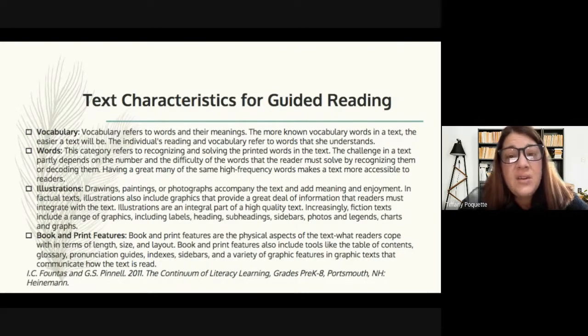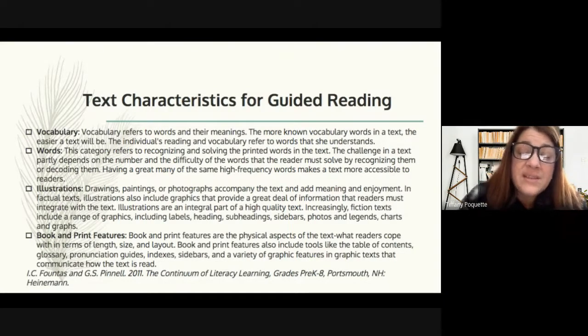Illustrations. Drawings, paintings, or photographs accompany many texts throughout the text levels A through Z. They add meaning and they add enjoyment. Illustrations can be found in factual texts. Photographs are usually found in nonfiction texts, and they also give a great deal of information to the students. So they are important to look at while reading.